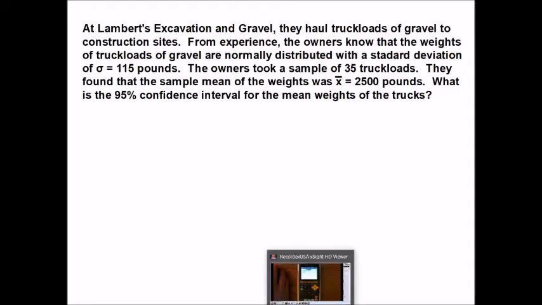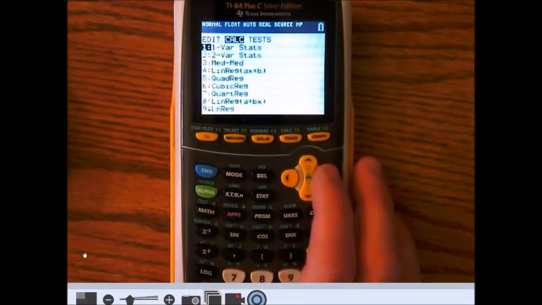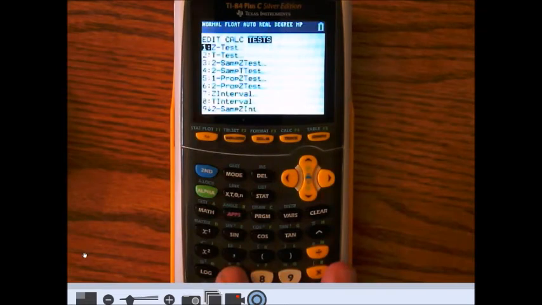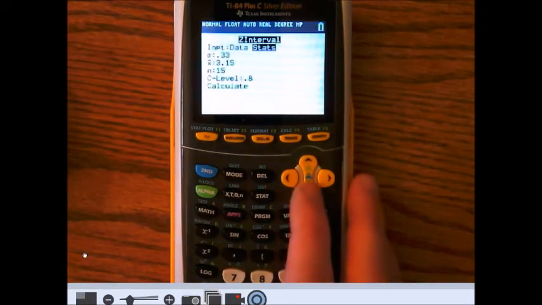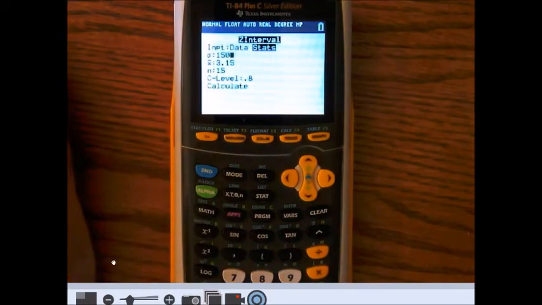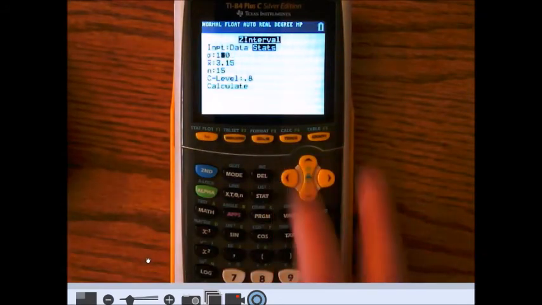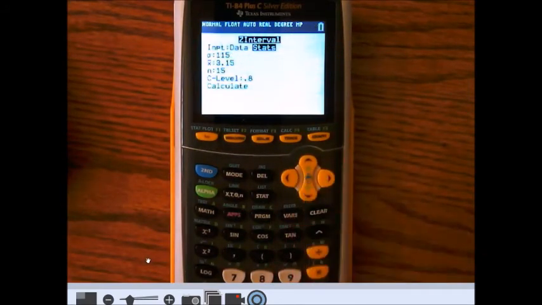So if I go back to this, again, it's stat, move it over to tests, 7, keep it on stats, right? So in this case, the sigma was, I believe, 150. Let me check to see if I'm right. No, 115. X bar was 2,500, 35 trucks, and I believe it's at 95%, so 0.95.